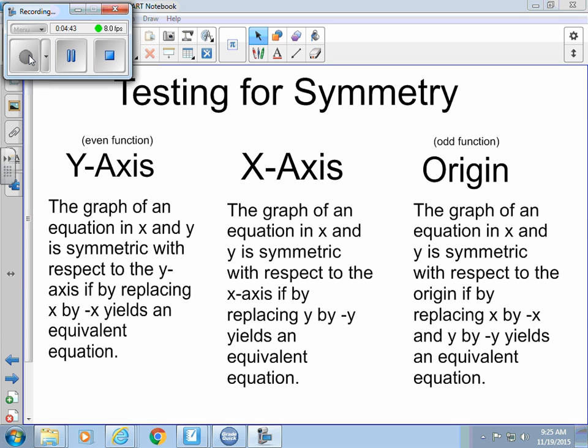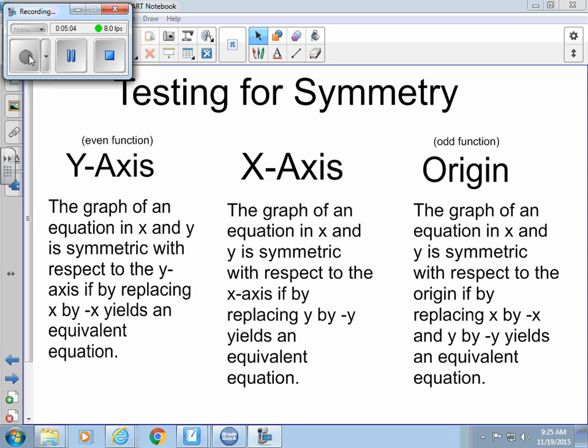For x-axis symmetry, we'll replace the y with a negative y. If you get an equivalent result, then you have x-axis symmetry. If you replace x with a negative x and y with a negative y, and then get an equivalent result as the beginning, then you have origin symmetry.